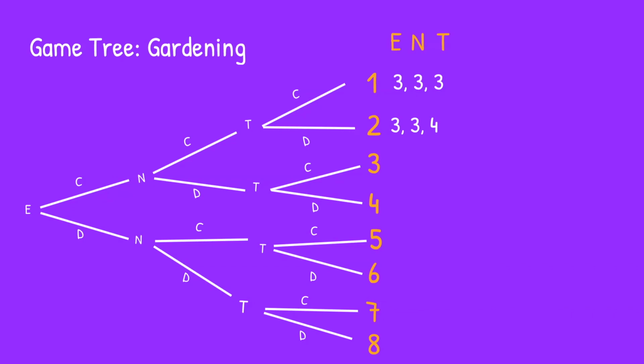How about the third outcome? This time Nina did not contribute but the others did. So, 3 points for Emily and Talia and 4 points for Nina.